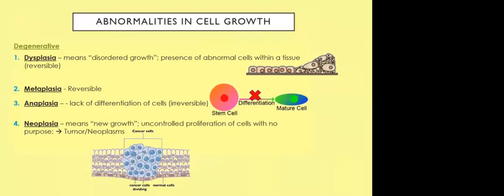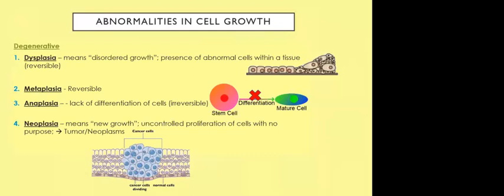And then the third one is anaplasia. This one is irreversible, so it cannot go back to its normal shape or size. This is usually utilized as a criterion towards malignancy. It is one of the bases, or starting baseline, for diagnosing a malignancy.